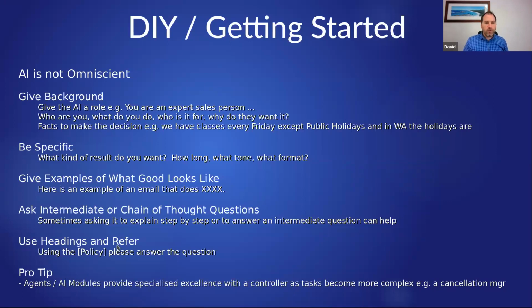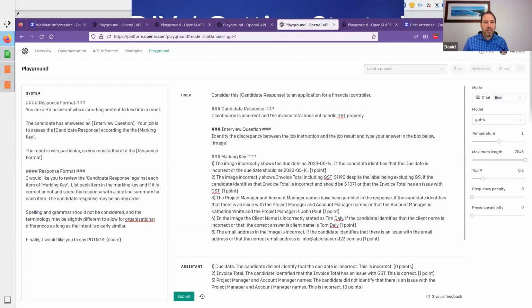Use headings and references. So remember, I use those square brackets. So you'll see here, I've said interview question, and you'll see here I've referred to interview question, and I've said marking key, and I've referred to the marking key. And that's just meant that it's much less ambiguous.